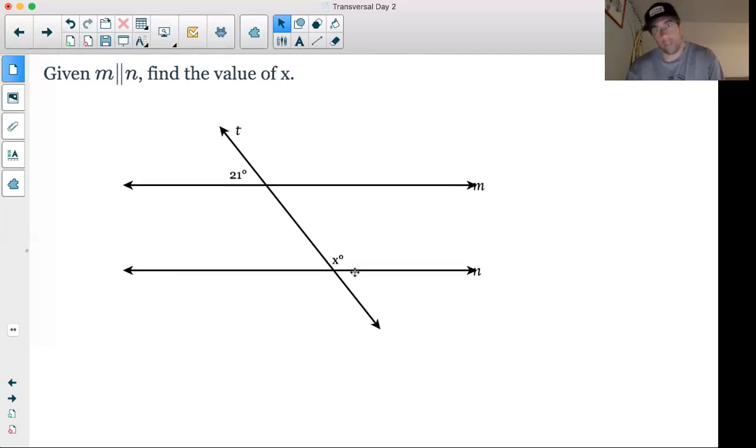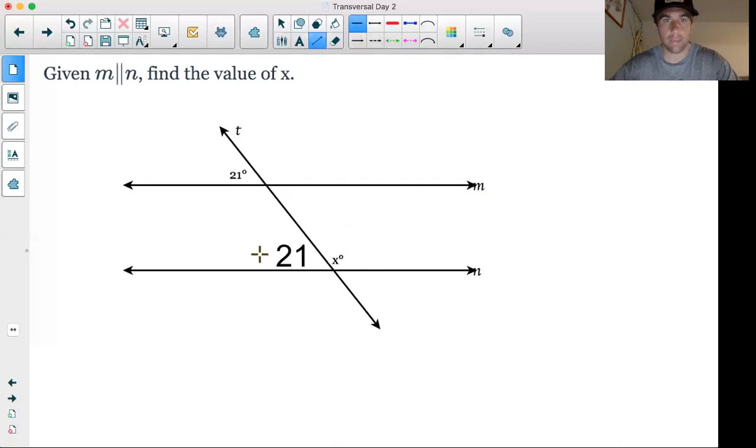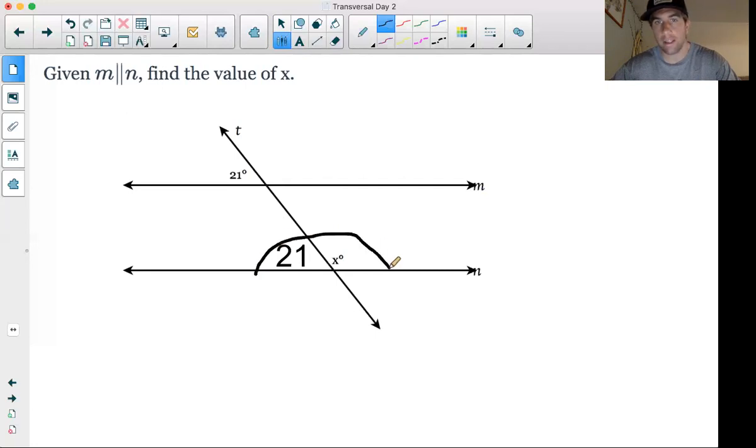Well, there's a couple things you can do. You can say if this is 21 degrees, you can go by the corresponding angles again. Then this is 21 degrees. So if this is 21 degrees, now we got the angles next to each other. So look, what are they again? They're just on a different line, but they're still supplementary. They're supplementary on this line here. So these two angles must add up to 180 degrees again.